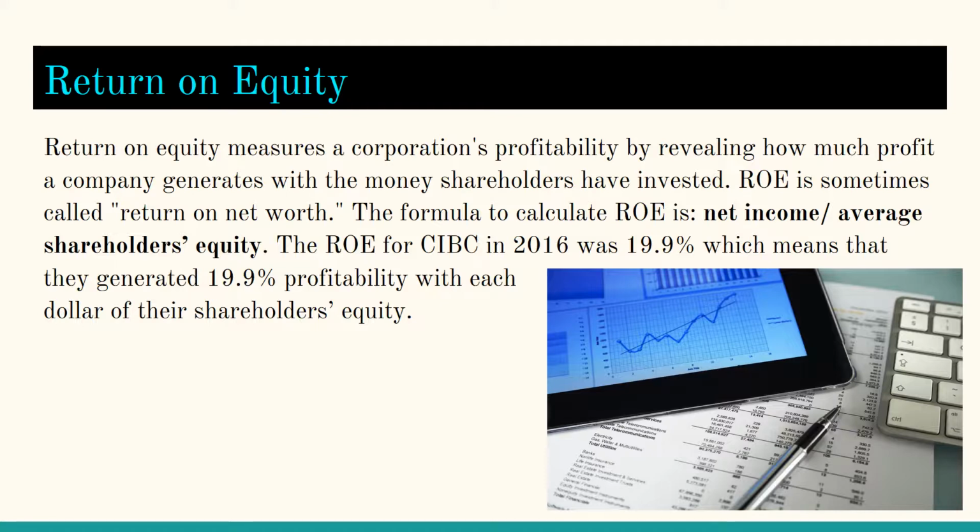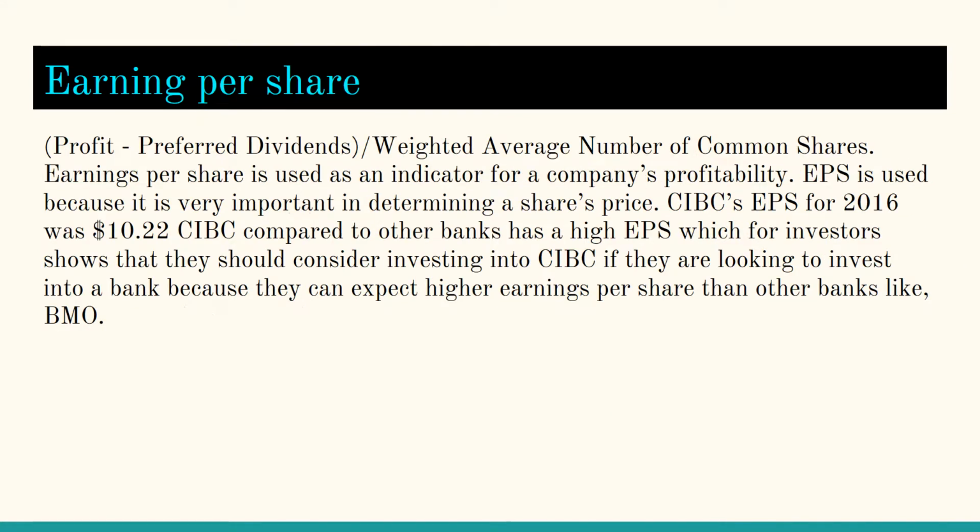Calculate earnings per share by taking profit, subtracting preferred dividends, and dividing it by weighted average number of common shares. Earnings per share is used as an indicator for a company's profitability. EPS is used because it is very important in determining a share's price. CIBC's EPS for 2016 was $10.22.